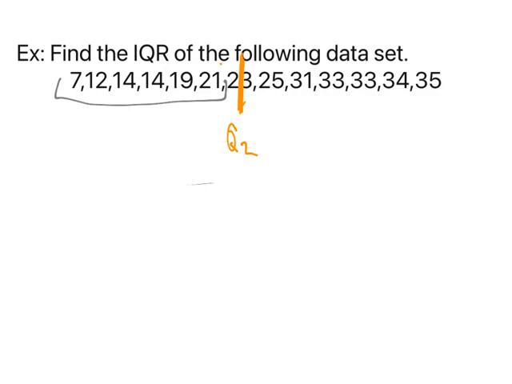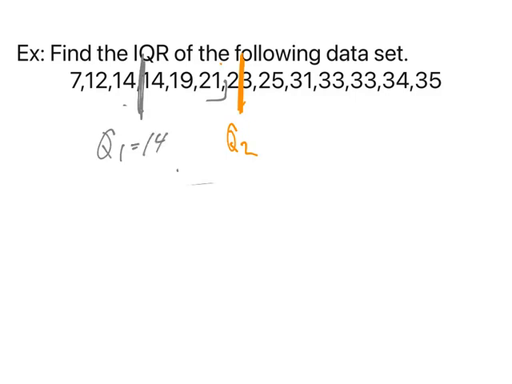That's an even number. So I look at the middle two, which happen to both be 14s, and I find the average. Well, the average of two 14s is just 14, but just for fun, we would add them together, divide by 2. So the median of the lower half cuts right between the 14s, and we would say Q1 is 14.